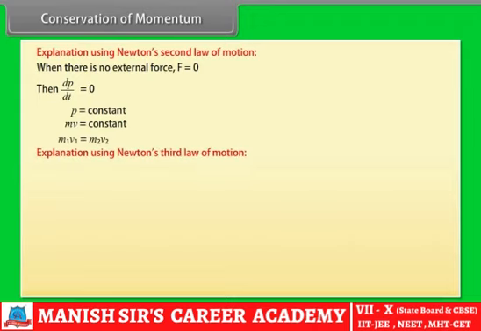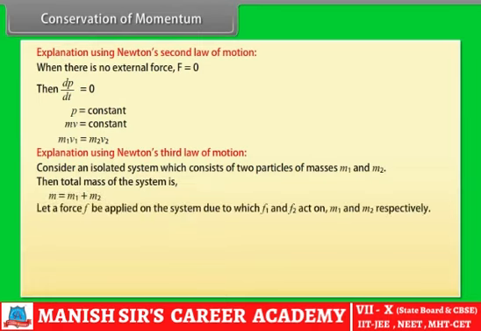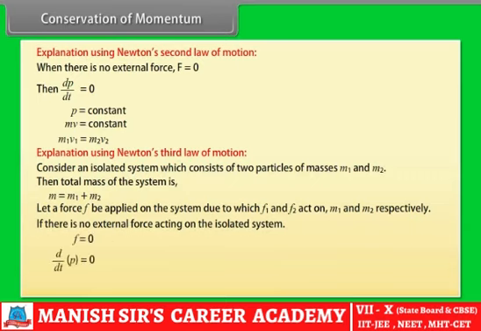Explanation using Newton's third law of motion. Consider an isolated system which consists of two particles of masses m1 and m2. Then the total mass of the system is m equal to m1 plus m2. Let a force F be applied on the system, due to which F1 and F2 act on m1 and m2 respectively. If there is no external force acting on the isolated system, then F is equal to 0. dP by dt is equal to 0. P is equal to constant. Hence, the law of conservation of linear momentum is proved.